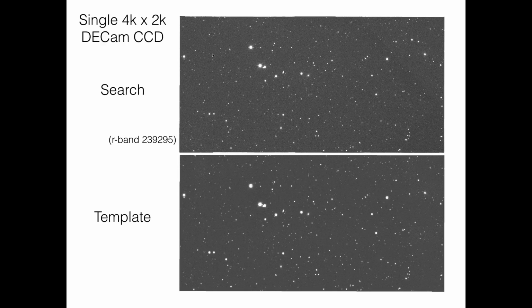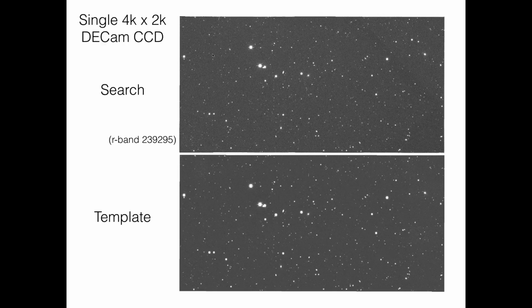So this one picture is a single DECam CCD, 4K by 2K. So this picture will fill up your entire 4K monitor if you have one. And we have 62 of these pictures per exposure, and we have 40,000 exposures. So you definitely don't want to do this by eye.